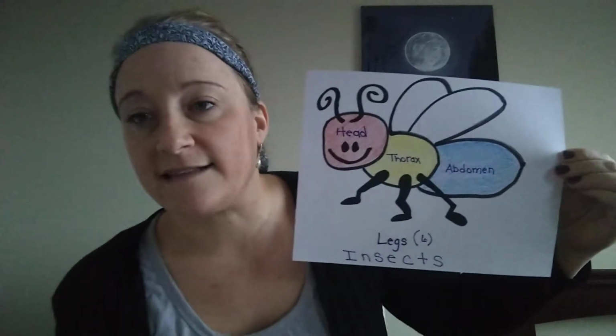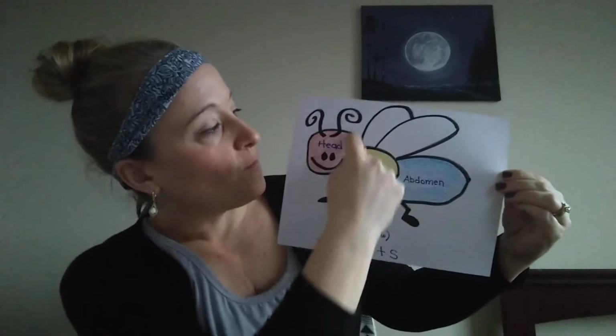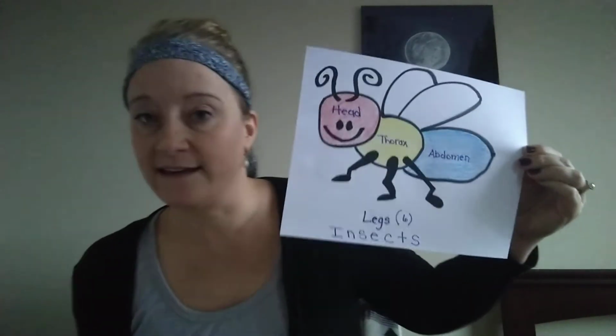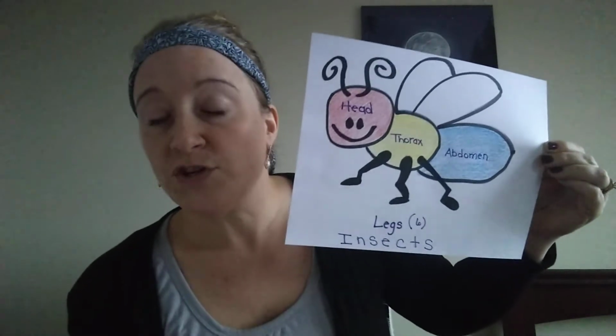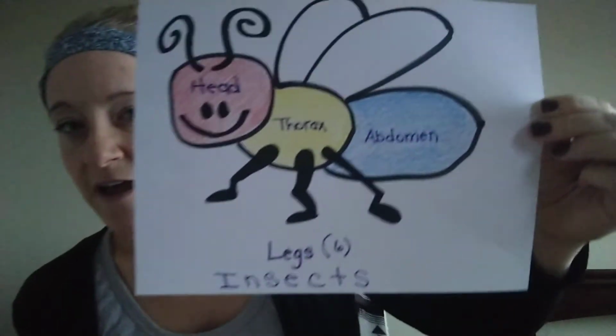But an insect has 6 legs and wings and antennae, or 2 antennae. I didn't get to label those or the wings. So here's that again.